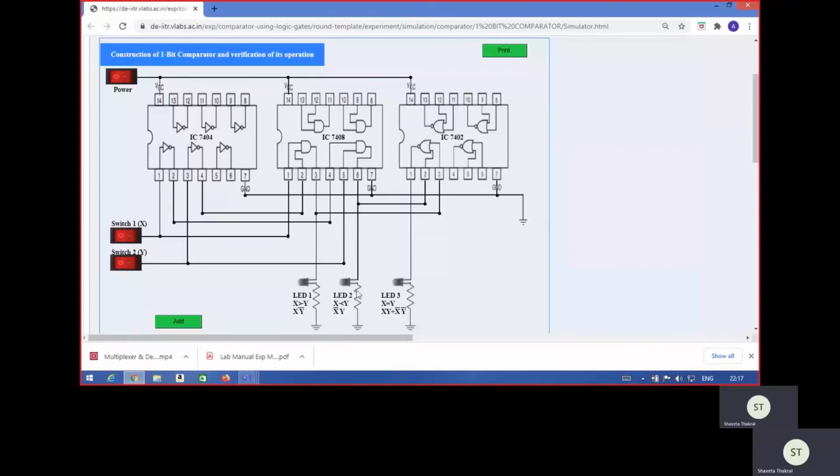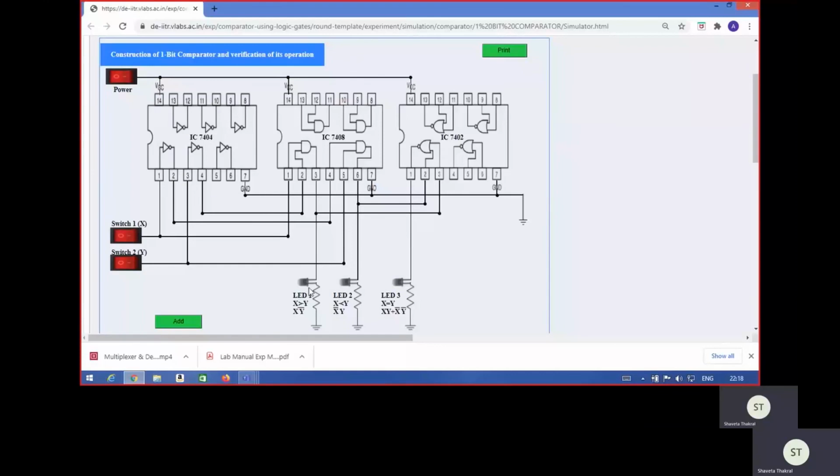So we have put three LEDs to show the three outputs, because the comparator is going to take the decision whether X is greater than Y, or X is less than Y, or X is equal to Y. So the first output line is indicating that X is greater than Y, and the second output line is indicating that X is less than Y, and the third output line is indicating X equal to Y.